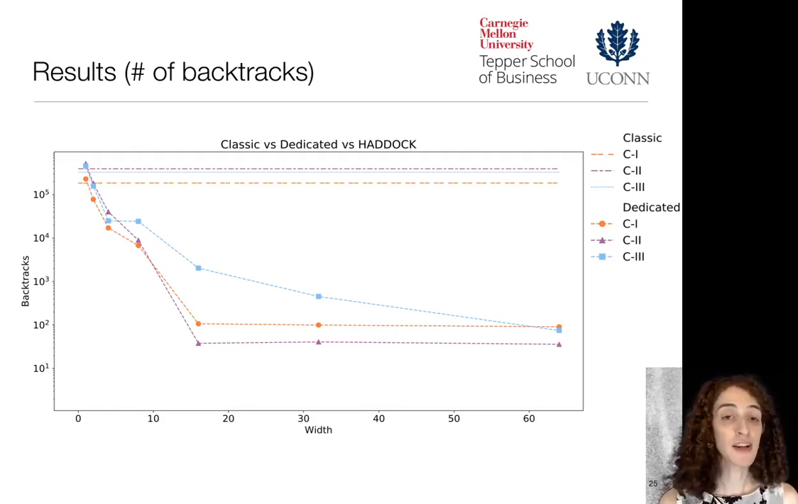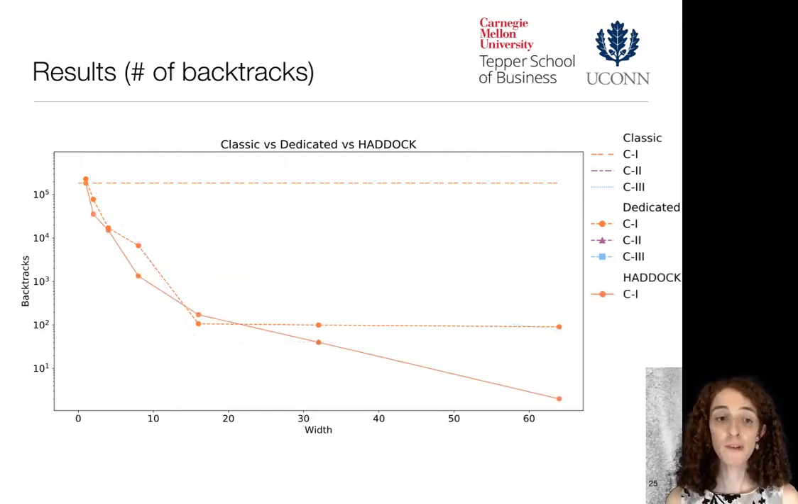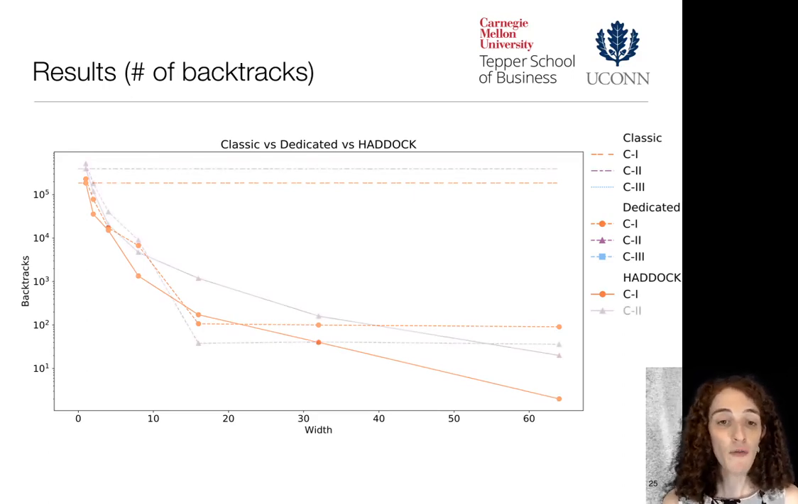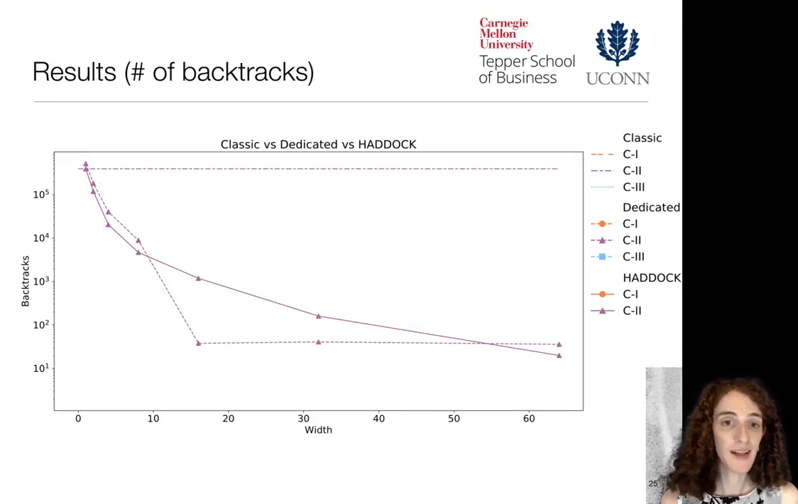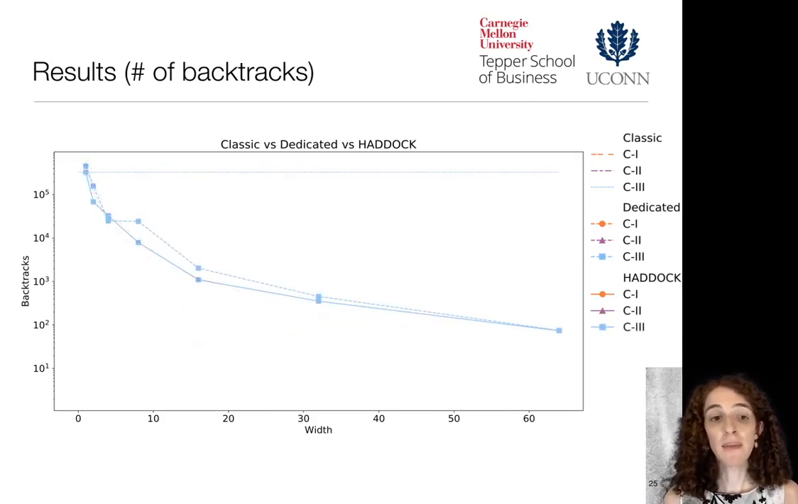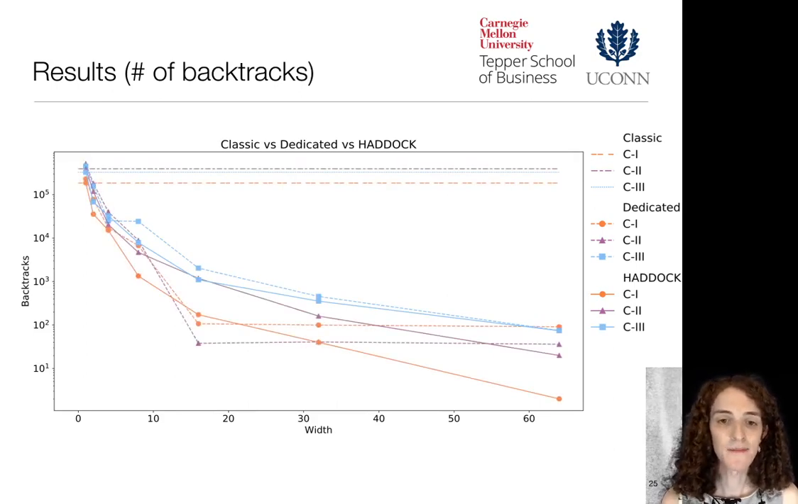So how does HADDOCK measure up? Well, for the first constraint class, we can see that yes, it does this beautifully, right? We're still outperforming the classic version, and we're actually following that same curve the dedicated propagator has fairly closely. Sometimes there's a bit of overhead, and this happens for all three constraint classes, and sometimes, though, it's actually even better than the dedicated version. And this is all of those graphs together.